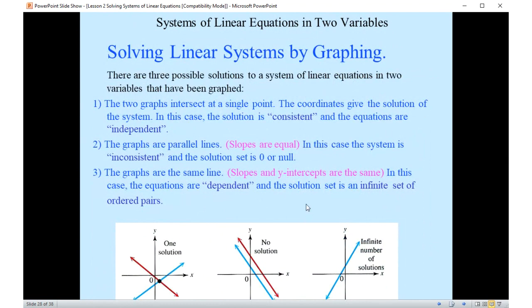There are 3 possible solutions to a system of linear equations in 2 variables that have been graphed. We went over this before, but I'm going to go over it again. One solution is where they cross once. No solution is where they are parallel and they have the same slope, but different y-intercepts. They will never cross. And the other one is if they have the same slope and the same y-intercept, that they are the same graph and they will have an infinite number of solutions. These graphs would be the same line.